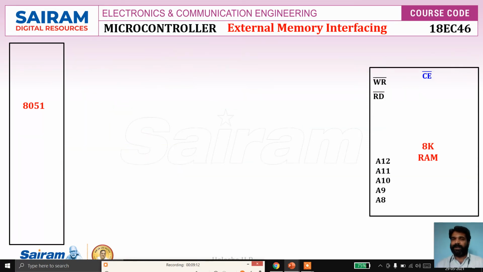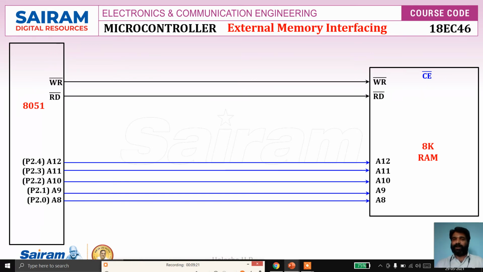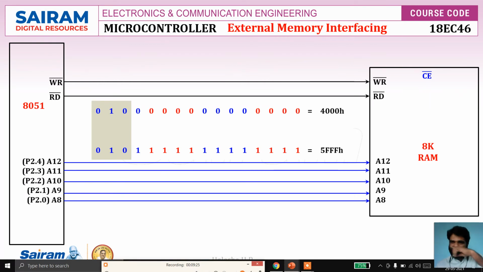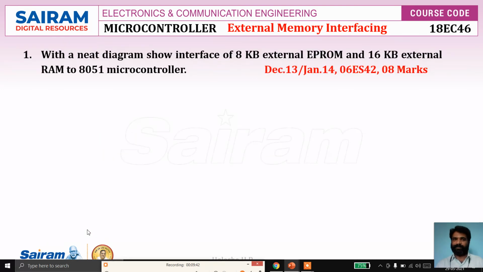There's the lower part, and the higher address lines A8 to A12 are connected to A8 to A12 of the microcontroller, and read bar and write bar are connected to read bar and write bar of the memory, and here is the decoding. Here the unused address lines are again 3 address lines. Suppose we want the address range 4000H to 5FFFH, we connect like this. And don't forget to connect external access to ground.